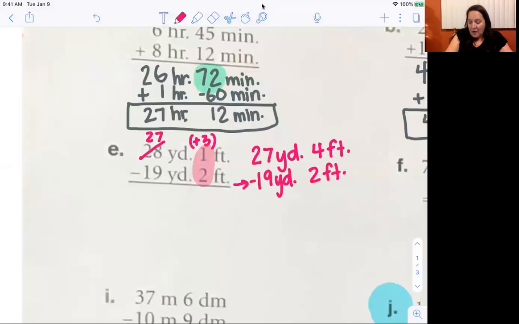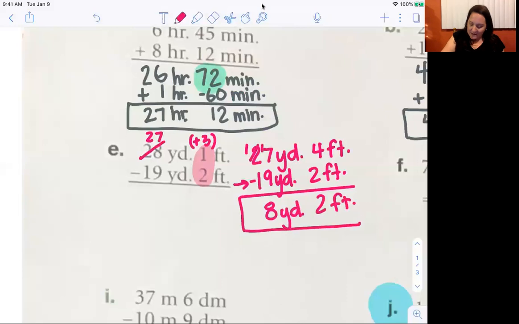Now the bottom one always stays the same. That's the minuend minus subtrahend. The subtrahend never changes. Now we can subtract. 4 minus 2 is 2 feet. 27 minus 19, well, 7 minus 9 can't do it. Go to your neighbor. 17 minus 9 is 8. So our final answer is 8 yards, 2 feet. And if you've done the conversions properly, then you won't need to convert after you've done the subtraction, okay?